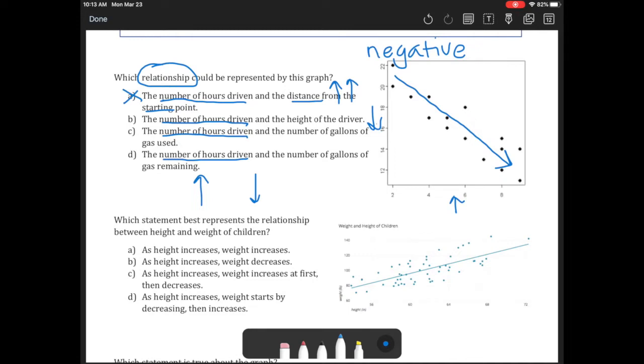B says the number of hours driven and the height of the driver. Well, how tall a person is doesn't have anything to do with how long they drive. That would be a no relationship. So it's not that one. Remember, we're looking for negative.